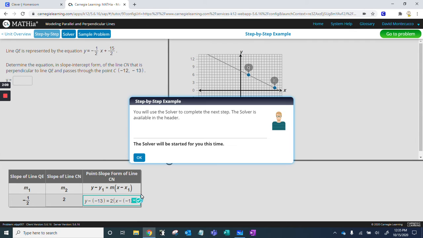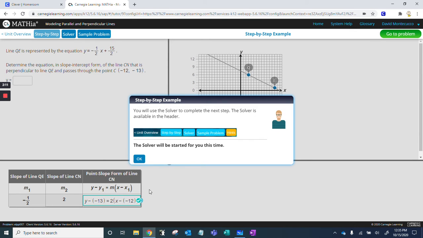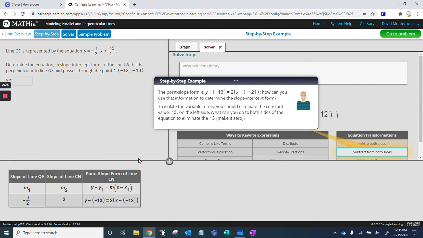Okay, now you will use the solver to complete the next step. The solver is available in the header. Okay, the solver will be started for you at this time. So we hit OK and let's see what it says. The point slope form, y minus a minus, 2x minus a minus. How can you use that information to determine the slope-intercept form?